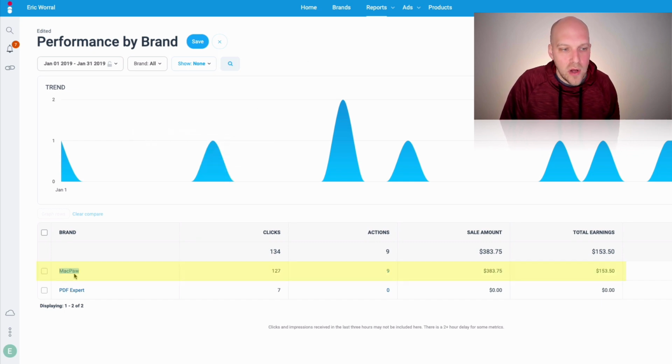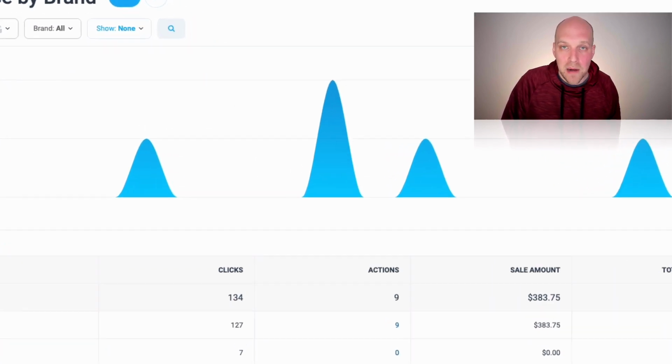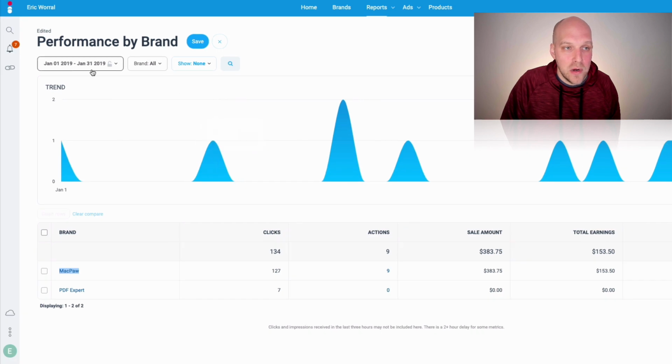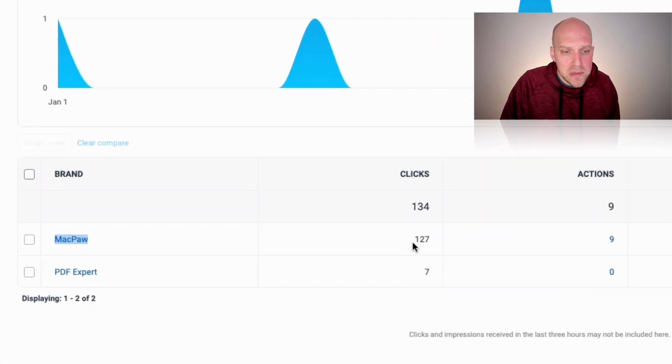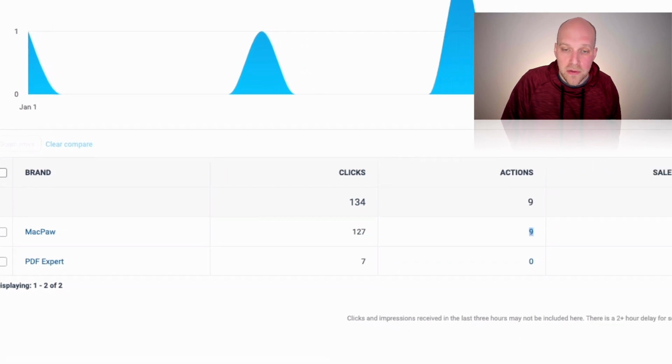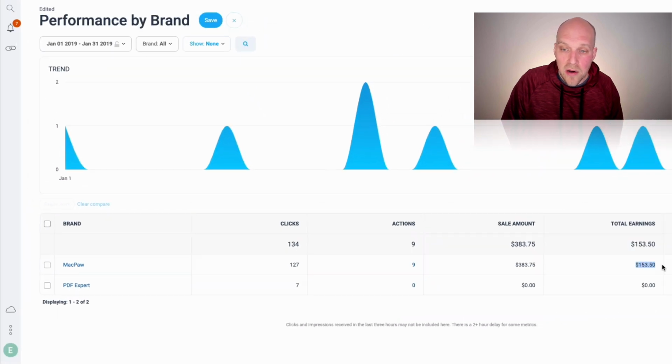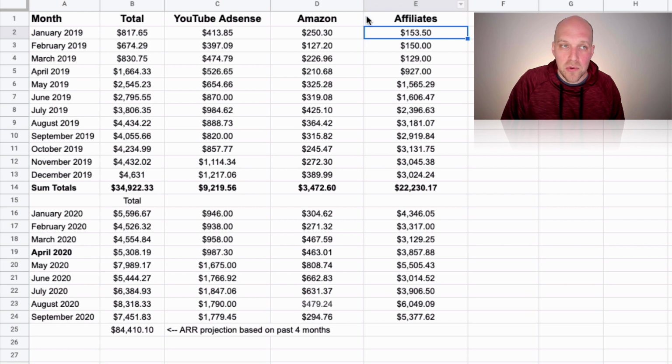So you'll see that this is called MacPaw, but that's actually the parent company for a software tool called CleanMyMac X here. And what you can see based on my relationship with them is I get 40% of any sale that occurs through my affiliate link. So if we go back looking again, this is January of 2019, I was able to send them 127 clicks, and then there were 9 actions, meaning 9 sales. So they generated $383.75, and I was able to keep $153.50 of that. So when you're looking at this, that's where that number is coming from.